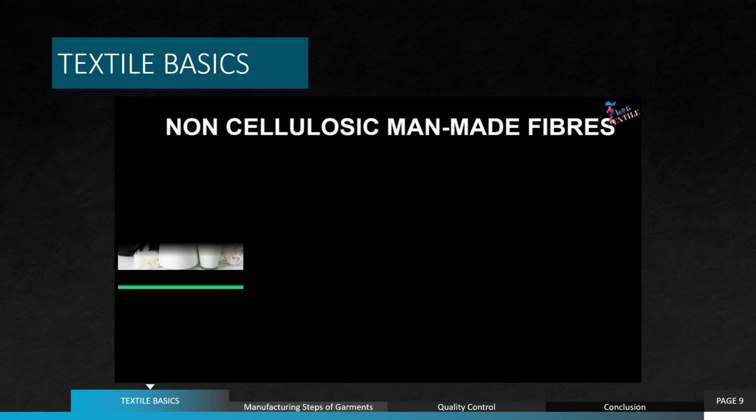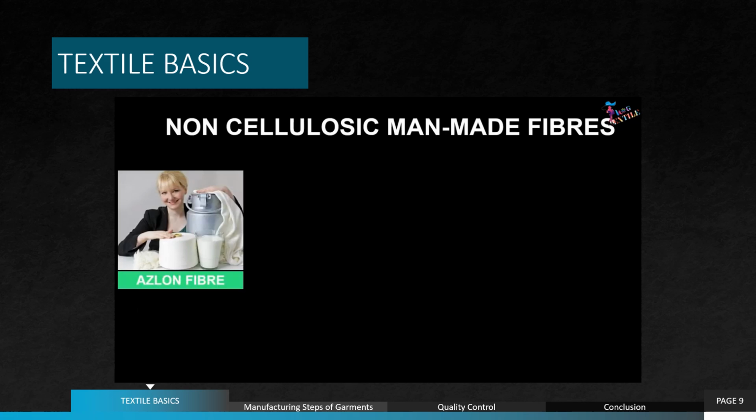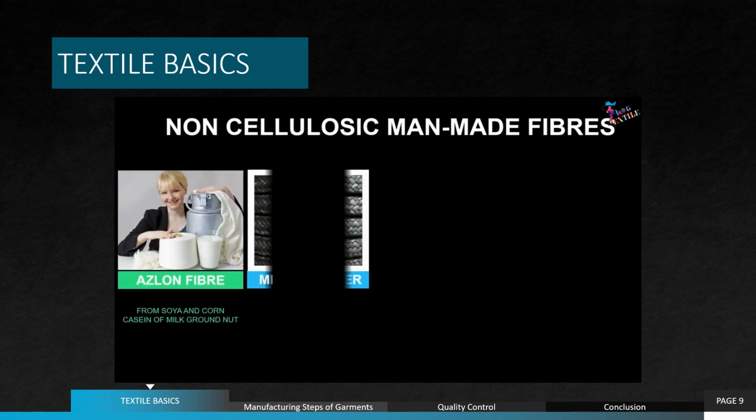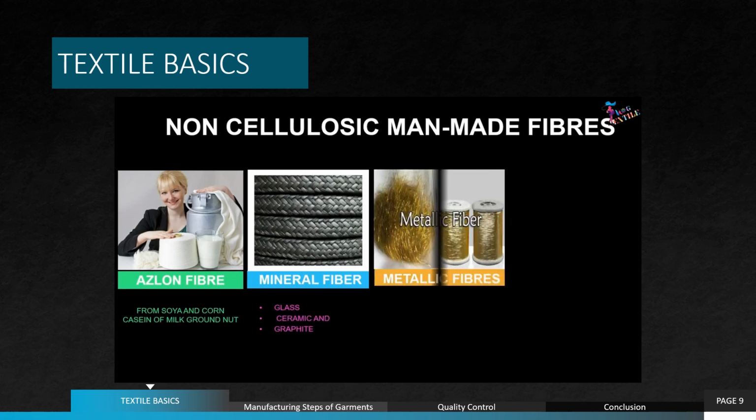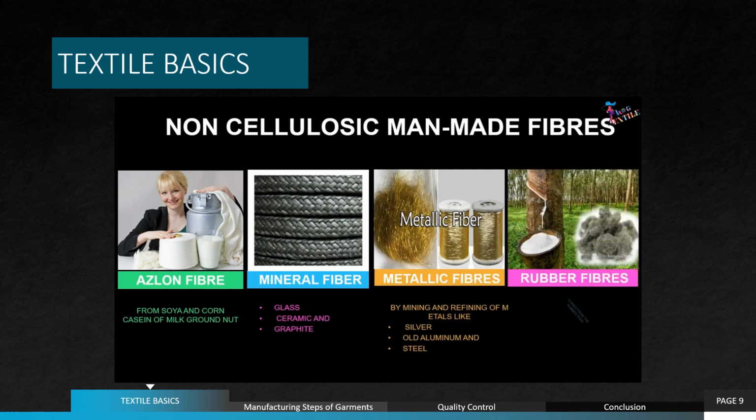Non-cellulosic man-made fibers. Azlon fiber from soya and corn, casein of milk, groundnut. Mineral: glass, ceramic, and graphite. Metallic fibers. By mining and refining of metals like silver, gold, aluminum, and steel. Rubber fibers. Comes from the rubber tree.